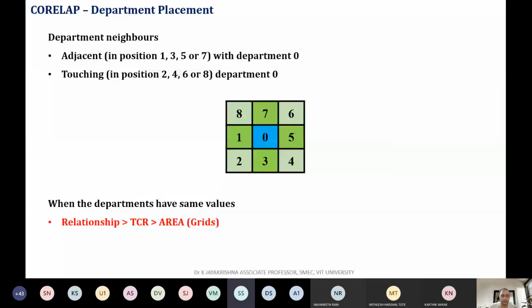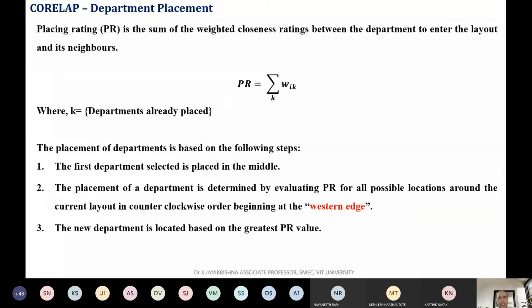Okay, so now what we have to do is the placement rating. Okay, I think you will be able to understand the placement rating. So how are we going to place the departments? Okay, that is again a very big question. How are we going to place the departments? So always understand this line. The second point, if you could see, there are 3 points which we have to take into consideration.